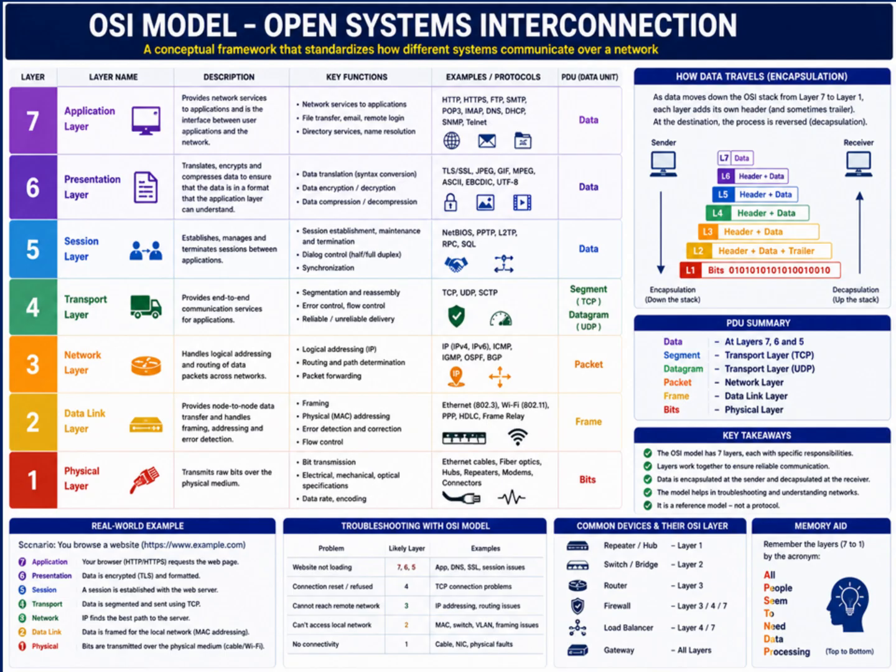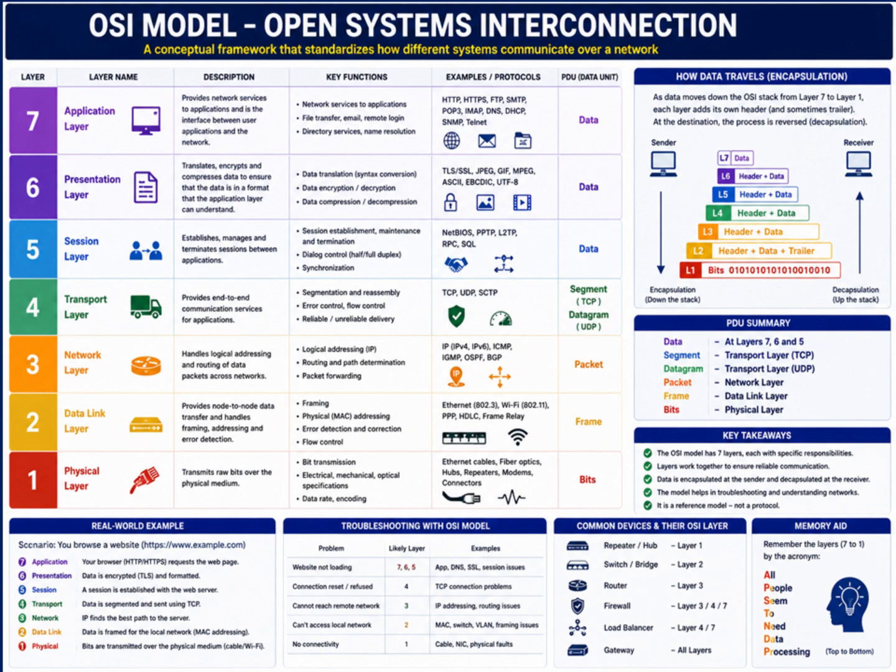The real-world example demonstrates how this process works when browsing a website. The browser generates the request at the application layer. Encryption occurs at the presentation layer. Sessions are established. The data is segmented and routed, framed for the local network, and finally transmitted physically across the communication medium.